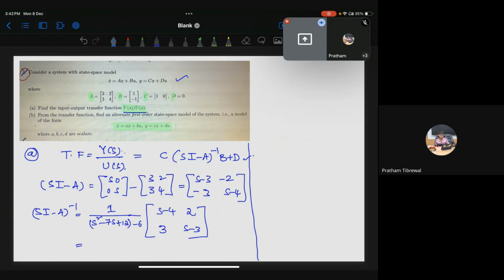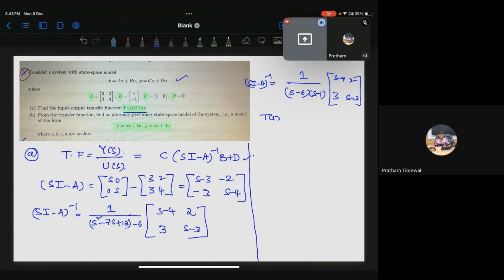If you simplify it, you will get s squared minus 7s plus 6, which can be written as (s minus 6)(s minus 1). And this one has s minus 4, 2, 3, s minus 3. Next term is what? No, sorry, this is not the transfer function. This is sI minus A whole inverse.